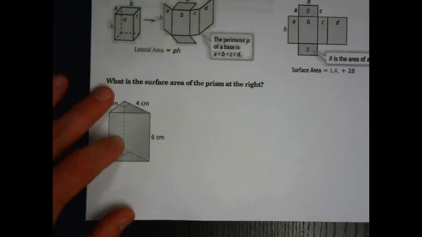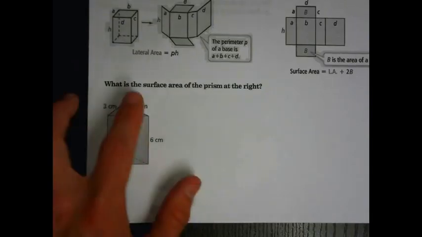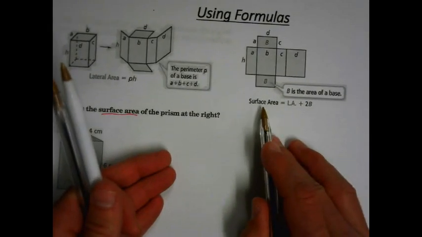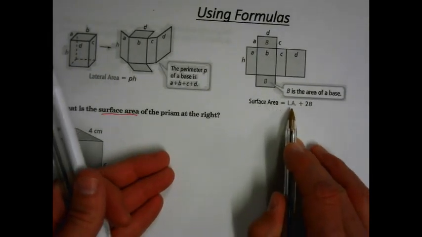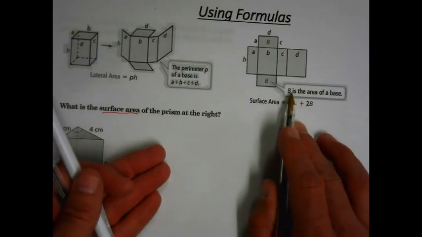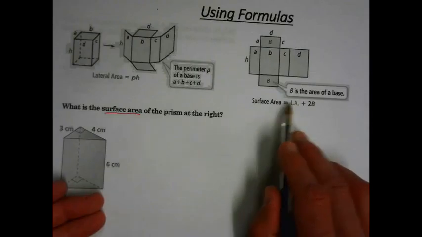This is a right triangular prism. And what is the surface area? So we're looking for surface area, and we're going to reference the formula for surface area. The formula says the lateral area plus 2 times the area of the base. Now, we see how things unfold. But we need a lateral area in order to find the surface area.